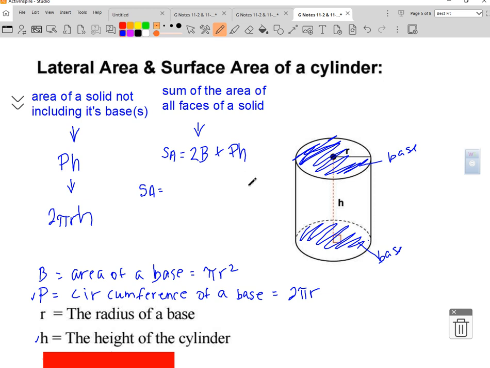So the formula for the surface area, once we've modified it for this particular solid, is 2 times the area of the base, which is pi r squared, plus the perimeter of the base times the height. Well, the perimeter of the base is 2 pi r, and times the height of the cylinder. So that's the formula we're going to use. We're finding the surface area of the entire solid. If we're finding just the lateral area, we just use the pH chart.